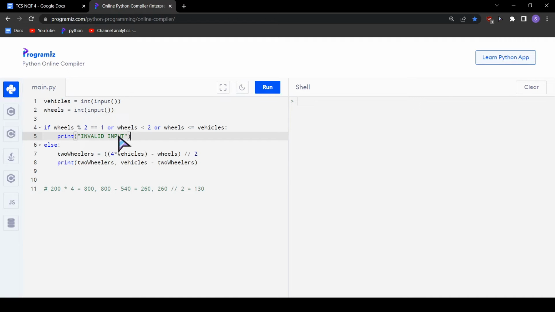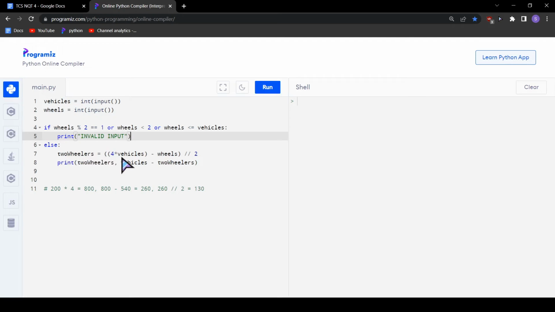If this is the case, we will print invalid input. Then there's the third case, that is if the number of wheels is less than the number of vehicles. So if we have to create 20 vehicles and we just have 10 wheels, we obviously can't do that, so that would also be an invalid input. Okay, so now let's see the else part.